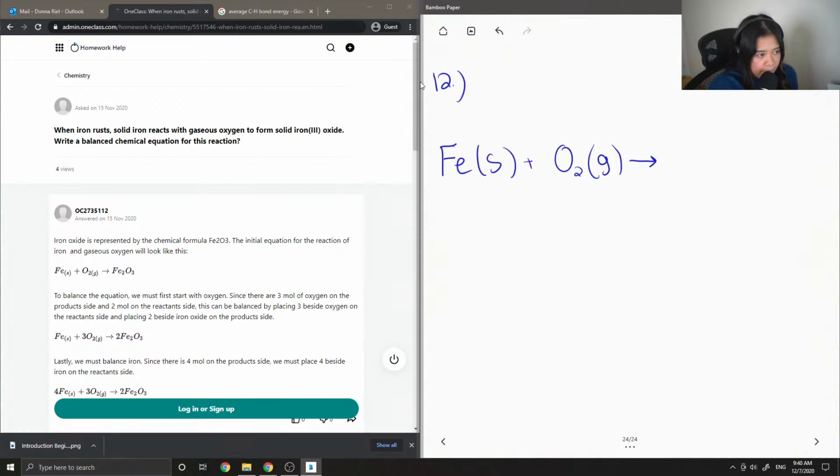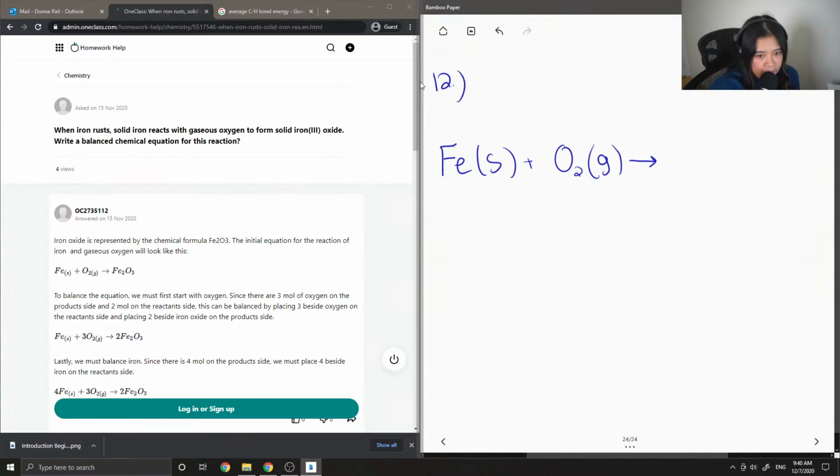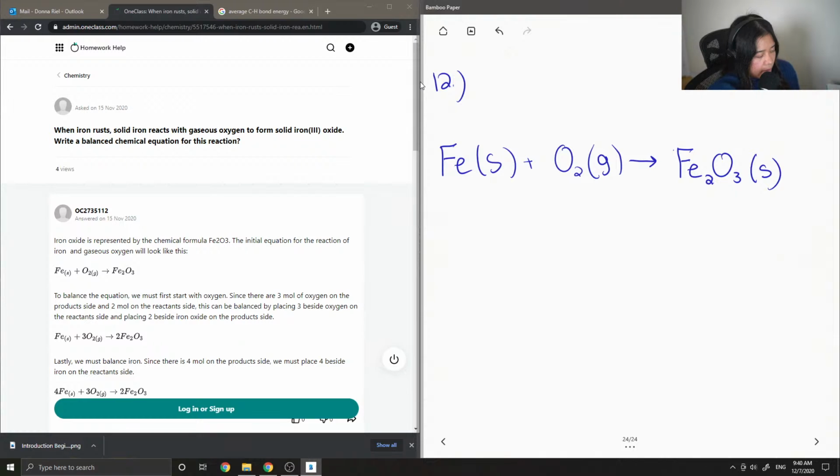So when we have iron 3, this means that the iron had a 3+ charge, and oxygen usually has a -2 charge. So we can write this iron oxide as Fe2O3. And now we just need to balance this.